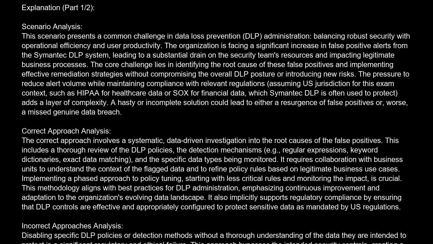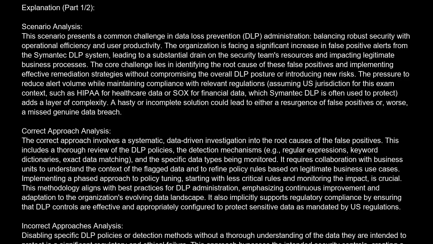efficiency and user productivity. The organization is facing a significant increase in false positive alerts from the Symantec DLP system, leading to a substantial drain on the security team's resources and impacting legitimate business processes. The core challenge lies in identifying the root cause of these false positives and implementing effective remediation strategies without compromising the overall DLP posture or introducing new risks.